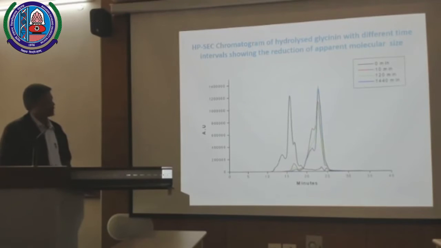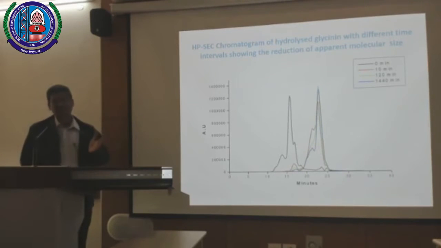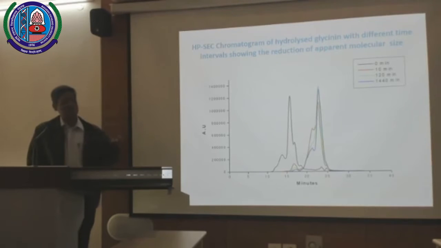The size exclusion chromatograph says that the reduction means the idea of cleaving the peptide bond means we are reducing the molecular weight size. We can monitor this with a simple experiment, an electrophoresis experiment. So glycinin, the acidic subunit and the basic subunit, are susceptible to the enzyme. When the enzyme is acting, depending on the polypeptide, it will break the peptide bonds and the smaller fragments will be released. It means size reduction is taking place continuously.